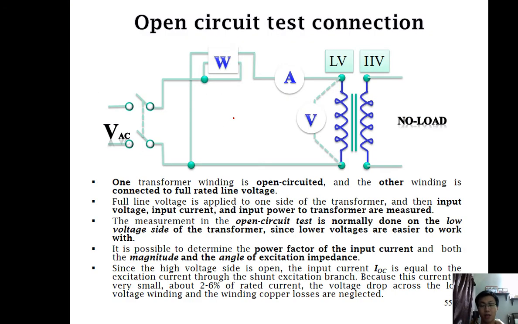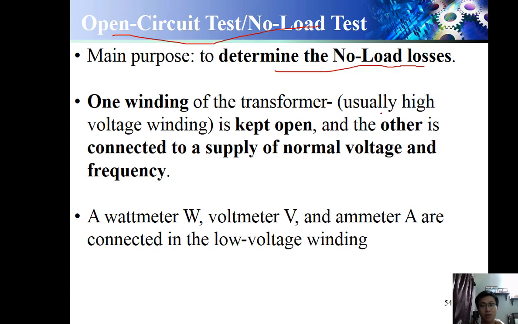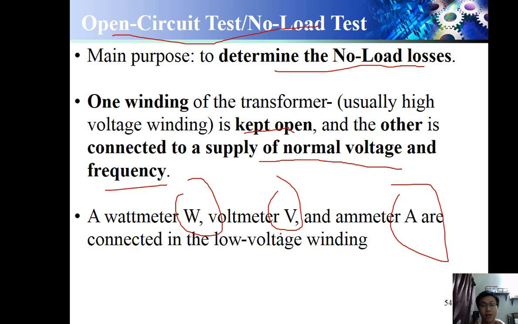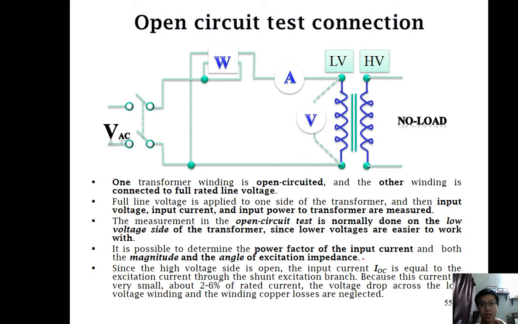One winding of the transformer, usually the high voltage, is kept open, and then the other one is connected to supply a normal voltage and frequency. Then a wattmeter, voltmeter, and ammeter are connected to the low voltage winding. For example, like this: high voltage no connection, low voltage with connection, but we need to connect the wattmeter, ammeter, and voltmeter.